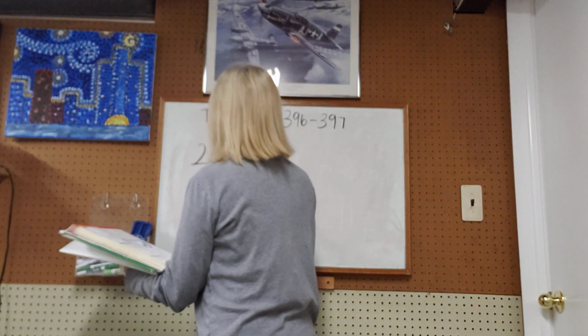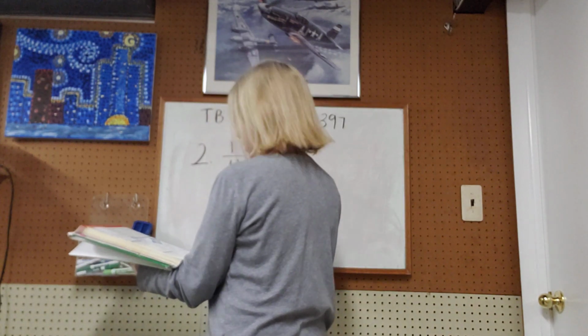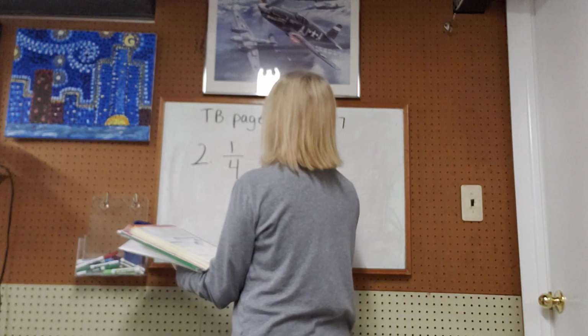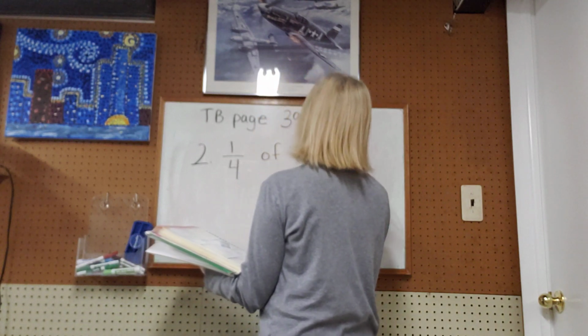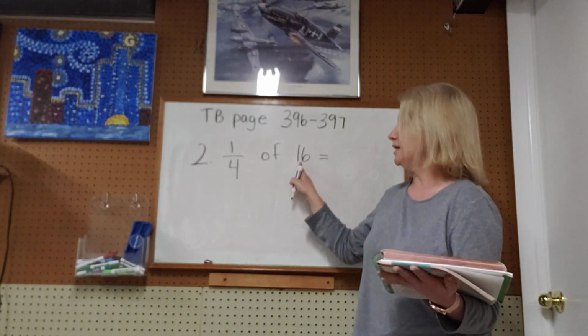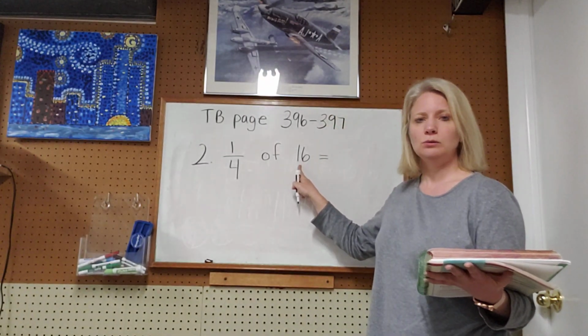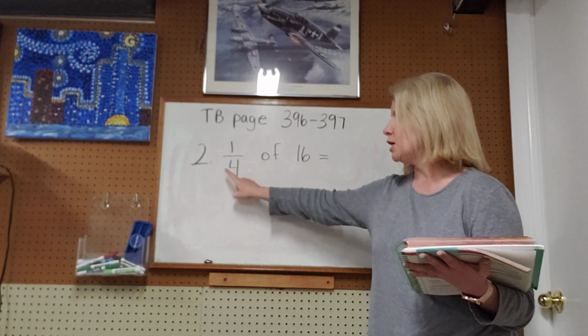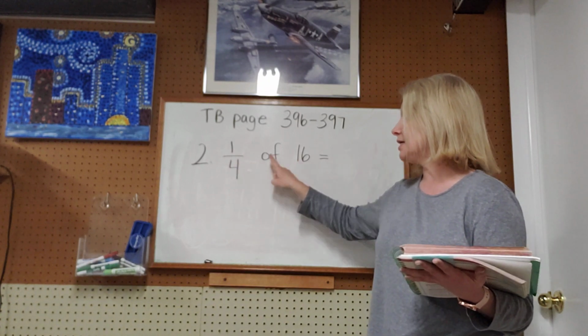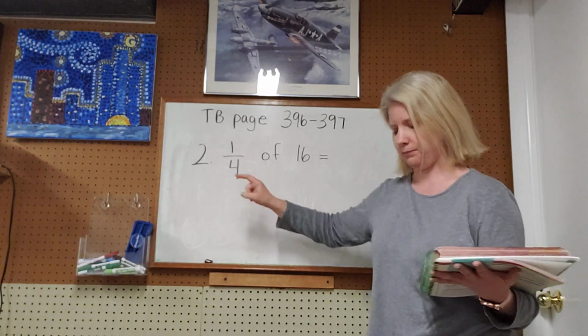So it wants you to do 1/4 of 16 equals. So it tells you you have 16 total, and you want to divide it into 4 groups. So it's like saying 16 divided by 4.